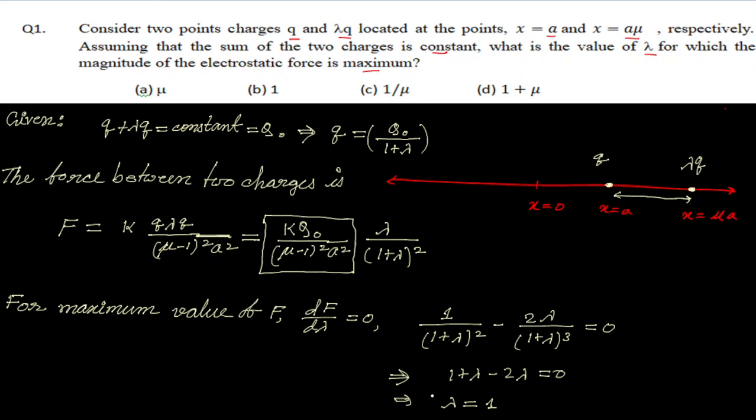So that simply suggests that when two charges are at a particular distance, another way we can say when the distance between two charges is fixed, then the force between them will be maximum when their magnitudes are equal. You see, if we put lambda equals to 1, then what we'll get? We'll get q and q. So when both the charges have the same magnitude for the particular distance between them, then the force between them will be maximum.